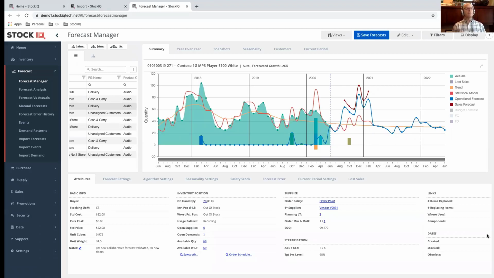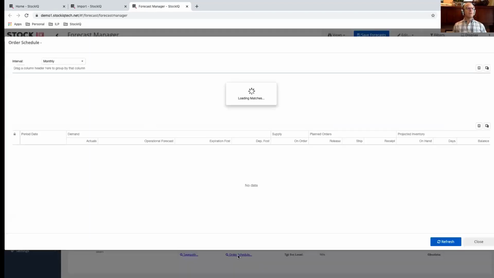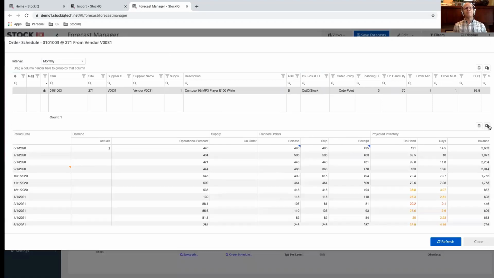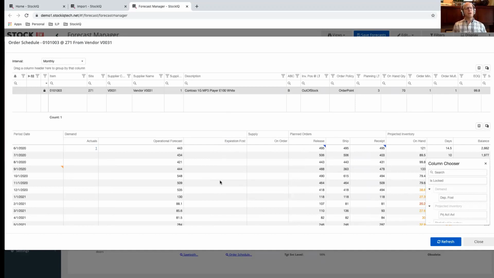Couple notes in here for some specialty-based items. We do deal and work with folks with expiry or shelf life. You will notice over here in that order schedule, forgive me while I bring this back up, we have the ability to bring in an expiration-based forecasting, a unique ability from a competitive standpoint.